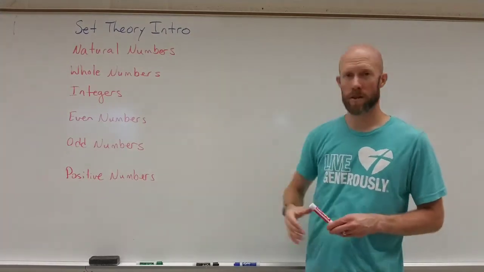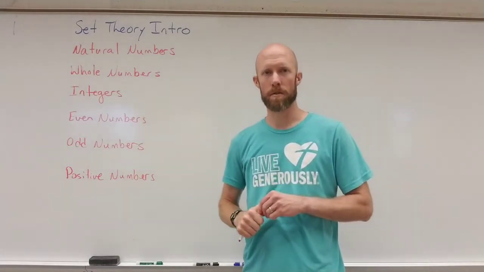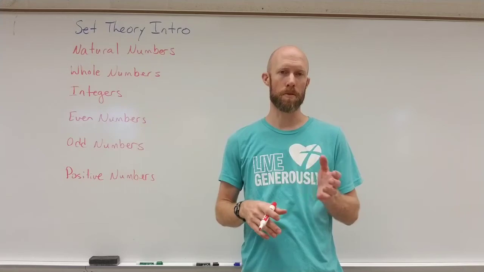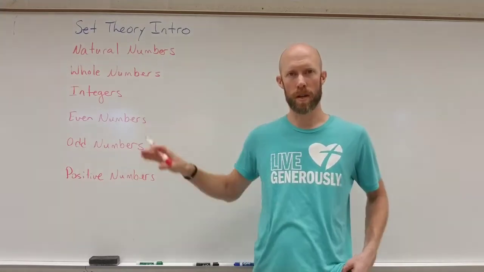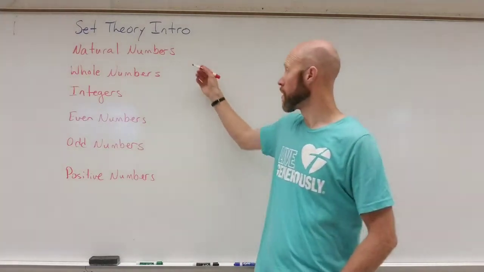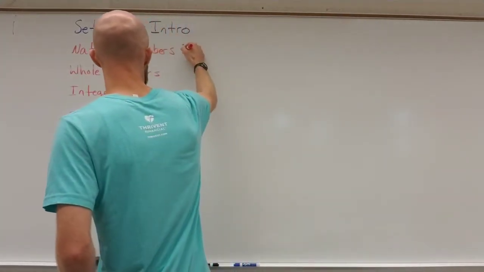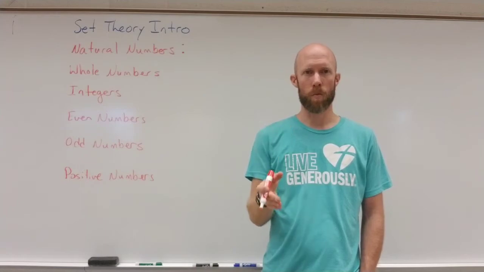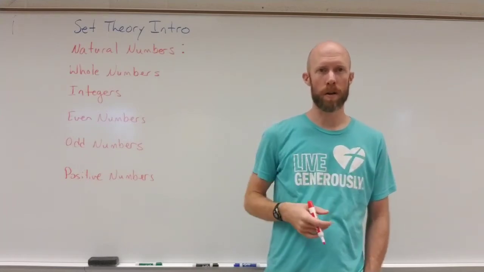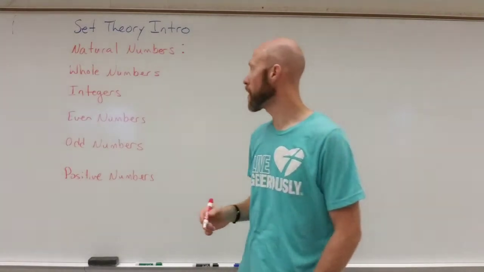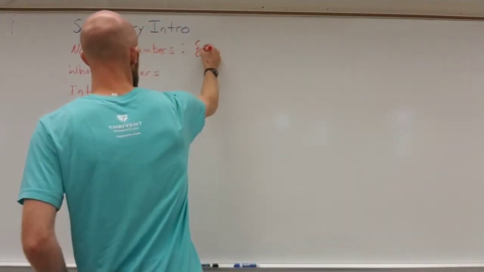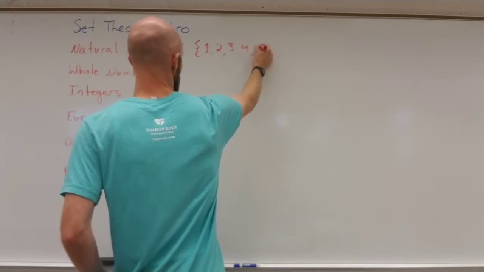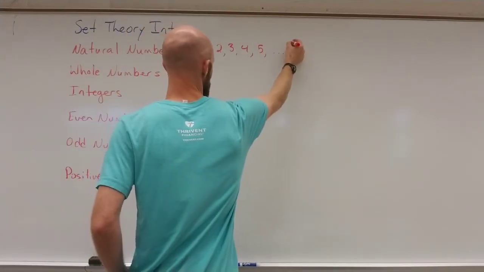First of all, the set of natural numbers. Now I'm going to write these out. Some of them may be in roster form, some in set notation or set builder notation. I just want to give a definition to each of these sets. So the natural numbers are all of the numbers starting at the number 1 and increasing by 1 indefinitely. Okay, so the natural numbers would be the set 1, 2, 3, 4, 5, and so on.